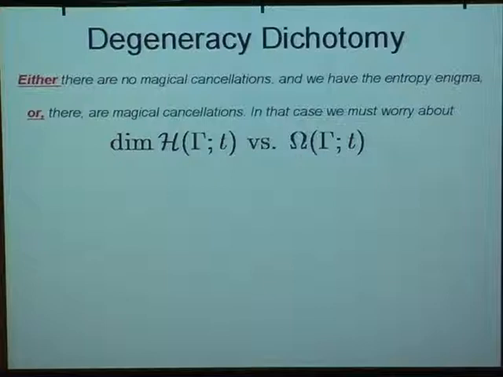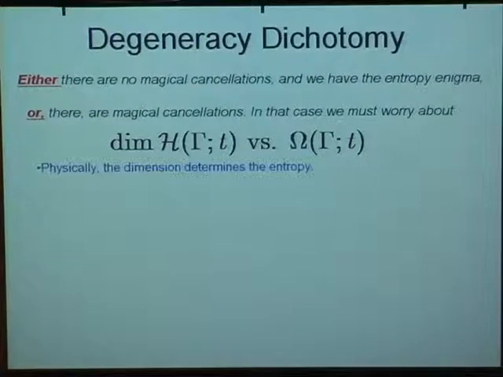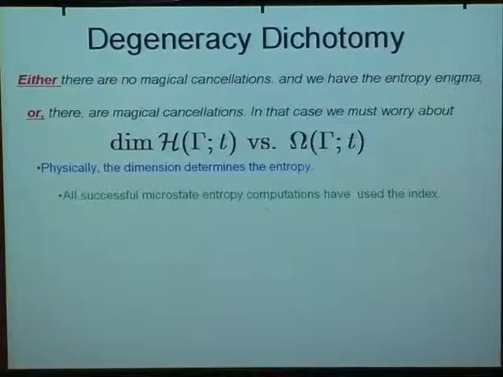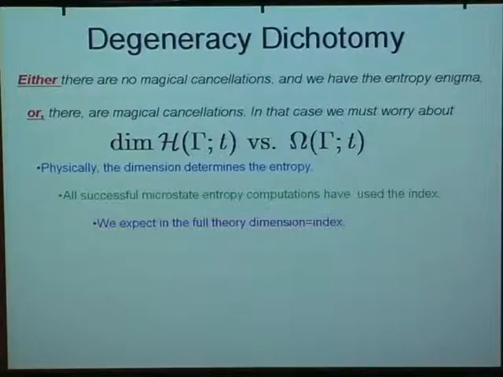Well, the first point is we then have to confront the old problem of the absolute degeneracy of BPS states versus the index. You see, physically it's clear that when counting for the entropy, the dimension is the relevant quantity. On the other hand, all of the successful microstate entropy computations have used the index. Well, we are working in a moduli space approximation. We are neglecting certain non-perturbative string effects, so it's not unreasonable to think that Murphy's law will apply and everything that can get lifted will get lifted, and in the full theory the dimension is the index.